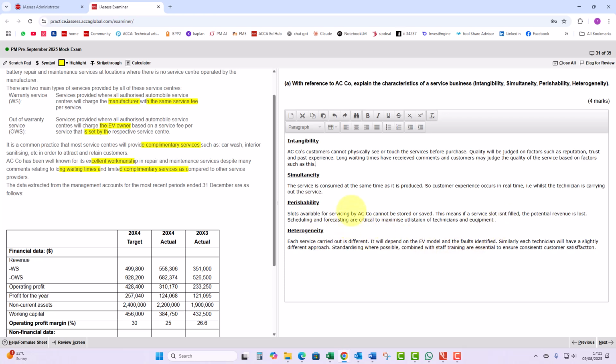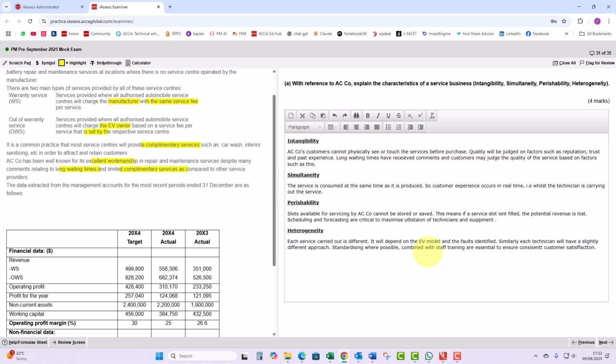And finally, heterogeneity. Each service carried out is different. It will depend on the EV model and the faults identified. Once again, specifics from the scenario linking to the definition. Similarly, each technician will have a slightly different approach. What can they do about this? Standardizing where possible, combined with staff training, are essential to ensure consistent customer satisfaction. That's an answer that will achieve 4 marks.